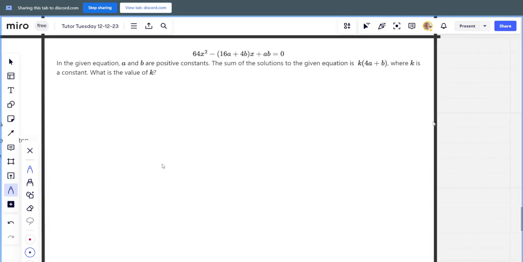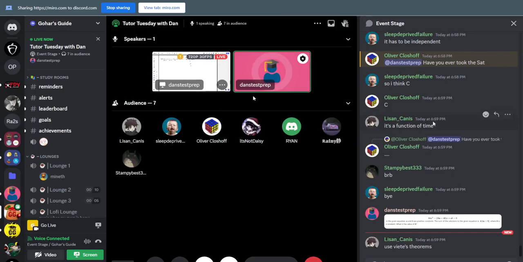Okay, in the given equation, a and b are positive constants. The sum of the solutions to the given equation is k times 4a plus b, where k is a constant. What is the value of k? Okay, the sum of the solutions, I mean, I could apply the quadratic formula and then sum both of those solutions up. I also know that the sum of the solutions is going to be negative b over a, or is it just positive b over a? I think it's negative b over a.